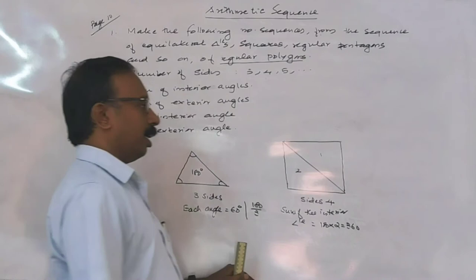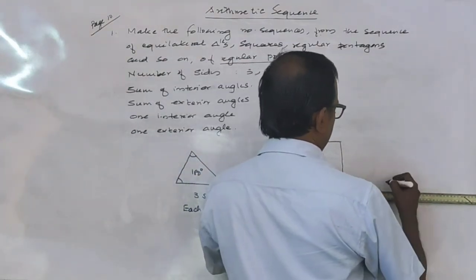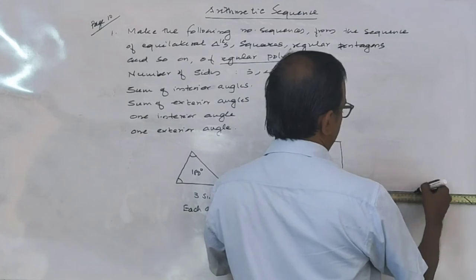Similarly, a regular pentagon: a pentagon having 5 sides, and those 5 sides are equal.